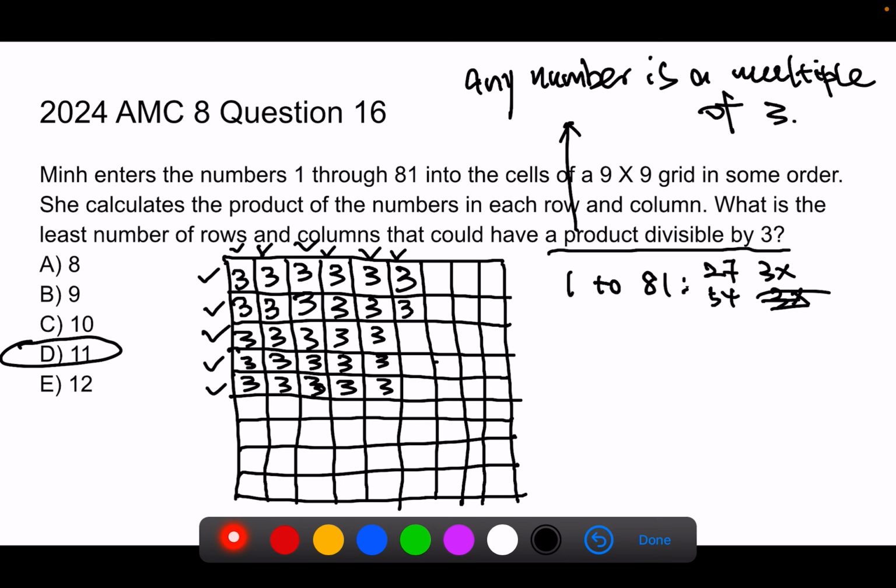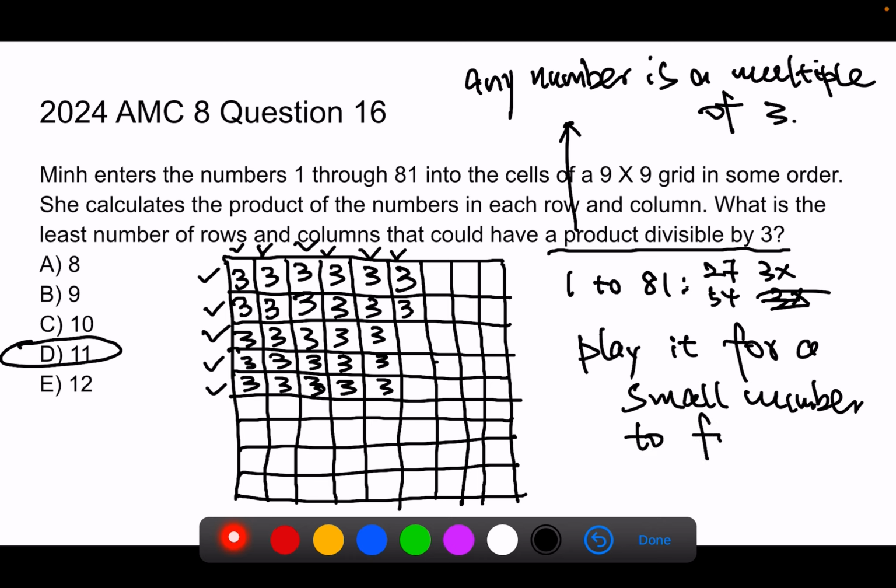The learning here is, firstly, try to simplify the question. Don't worry about 1 to 81. Figure out the key: you need a number divisible by 3, and when that happens, this whole row or column will be divisible by 3. And the second part is, play it for a small number to find insights.